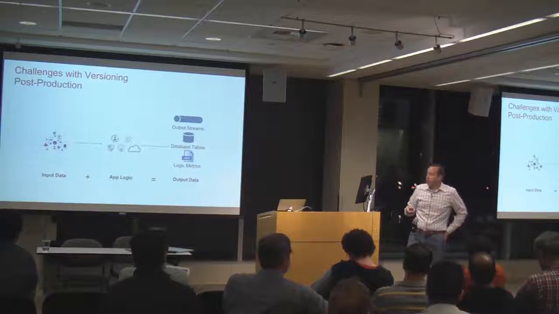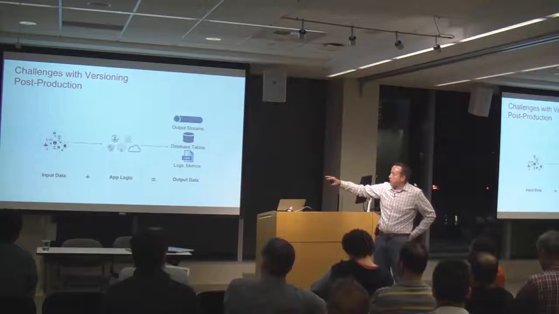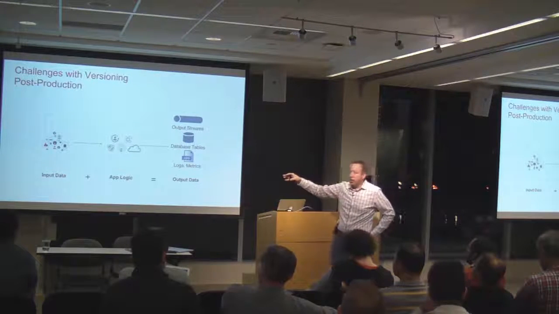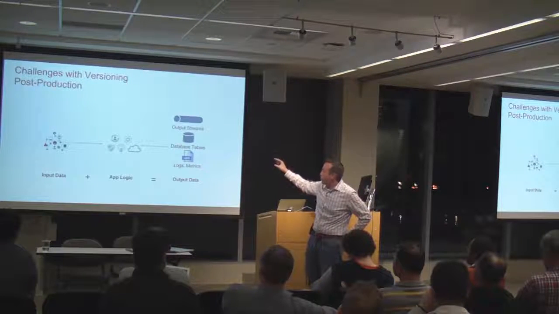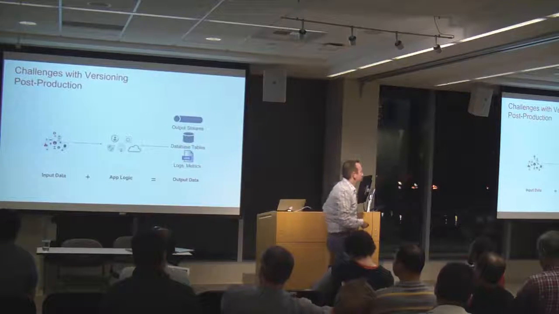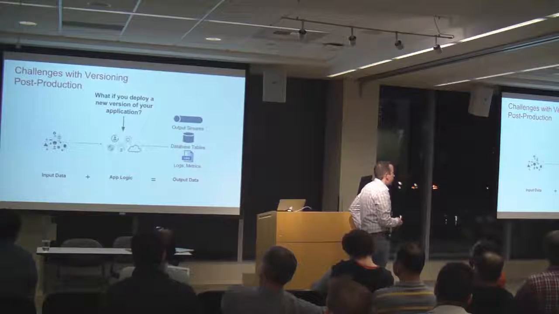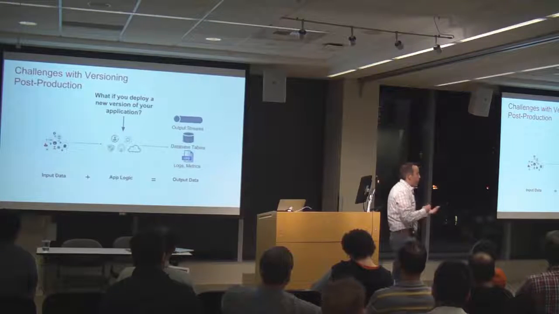Because when your app's actually in production, versioning it means worrying about the output data. So the equation is simple. Input data plus your app logic equals your output data. And the output data is whether you put it in a stream, whether you put it in a database table, whether you load it to a log or something like that. So the hard part is, if you deploy a new version of your app, what happens to all the downstream tables that app is populating based on that data?